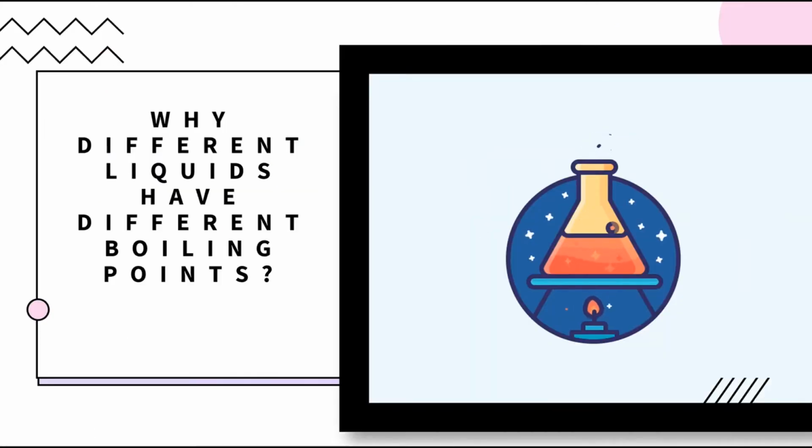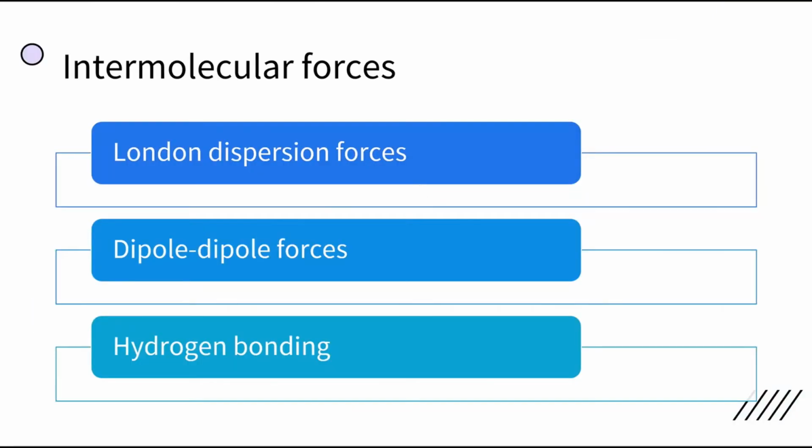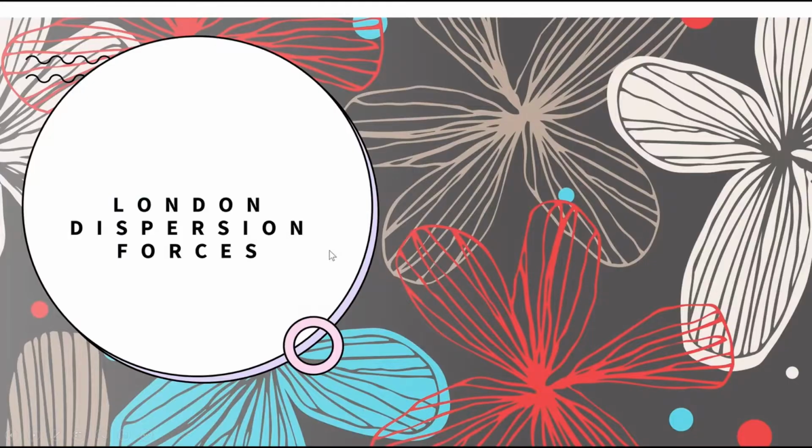Now, why do different liquids, for example, have different boiling points? Yes, you are right, because of the intermolecular force of attraction. These forces can exist even between neutral independent atoms or neutral molecules. Basically, there are types of intermolecular forces that we'll learn in today's lesson. They are London dispersion forces, dipole-dipole forces, and hydrogen bonding. So the first intermolecular force that we are going to talk about is London dispersion forces.